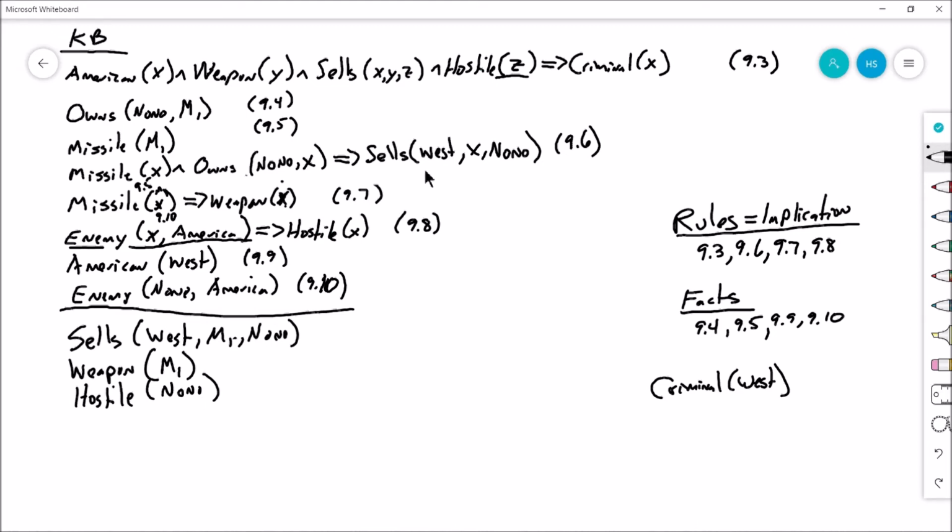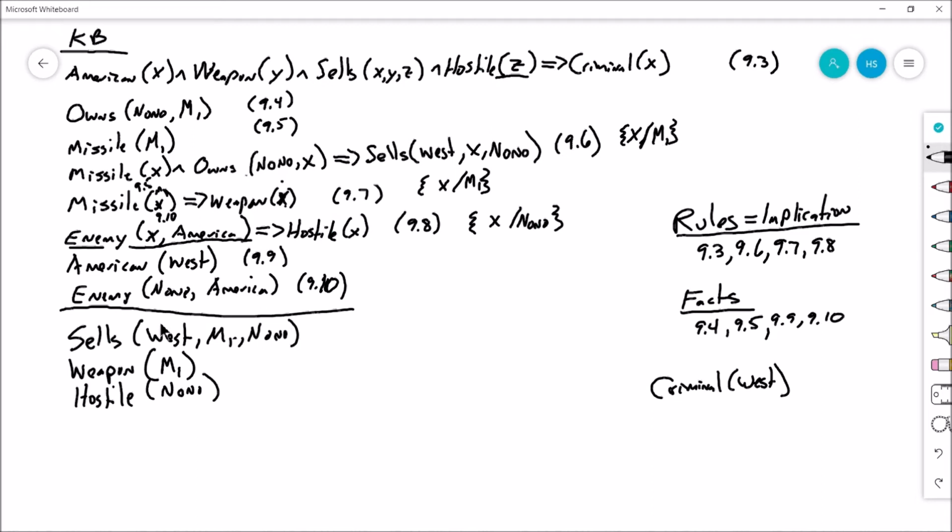So, what was the unifier for 9.7? Let's put this in here for X. What did we do? M1, right? What about for 9.8? What was the X that we used? No, no, right? What about for 9.6? Well, 9.6 was also, the replacement for X was also M1.